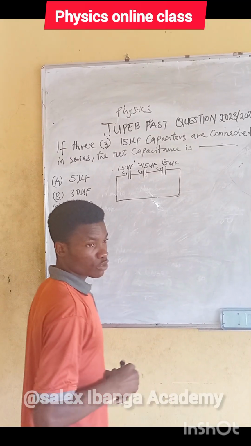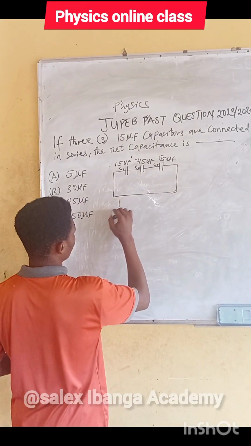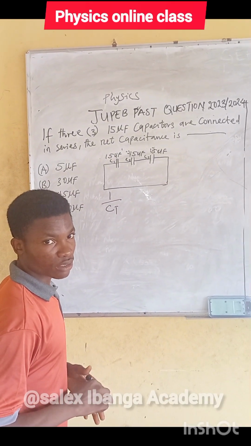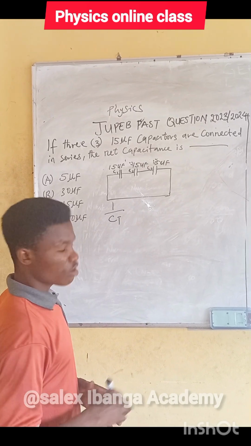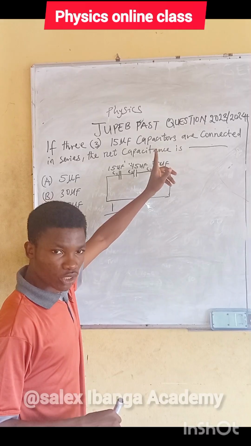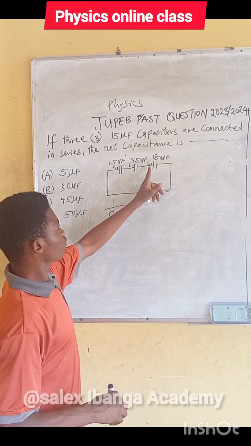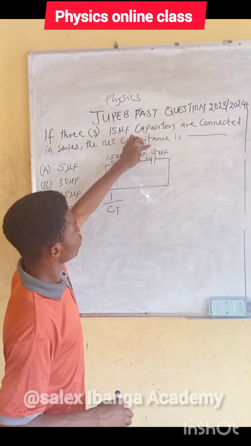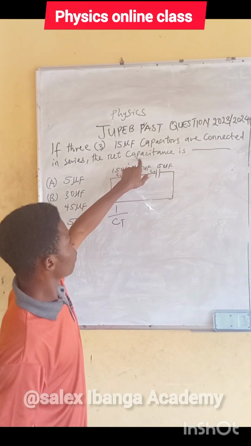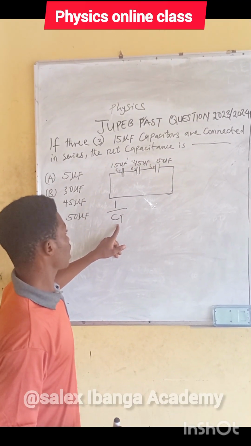The formula for series connection in terms of capacitors is given as 1 all over CT. CT simply means total capacitance, that is effective capacitance. But first and foremost, the function of the capacitor you are seeing here is to store electric charge in a circuit. And for this, you have to find the effective capacitance, that is the net capacitance.